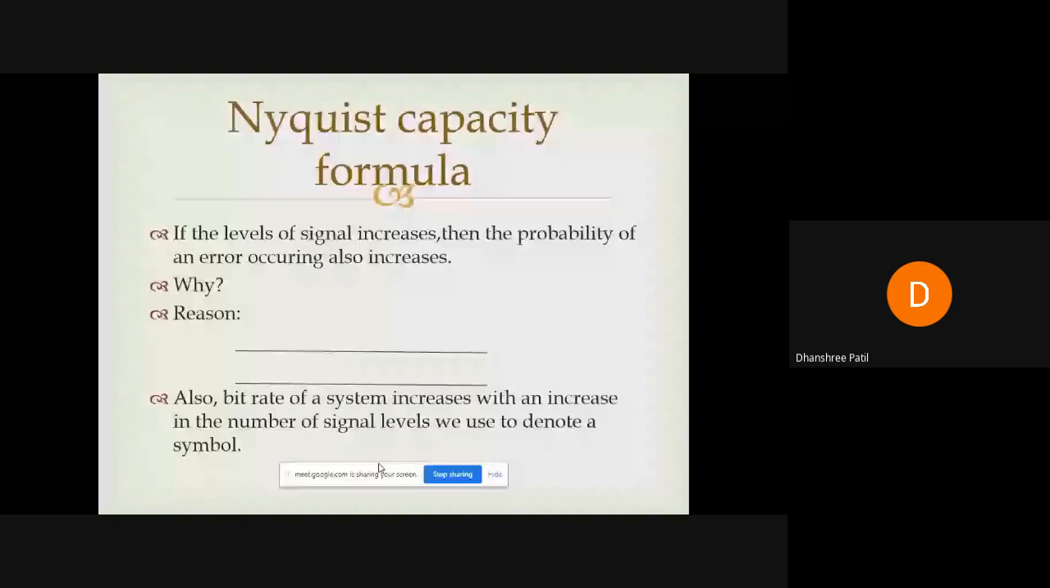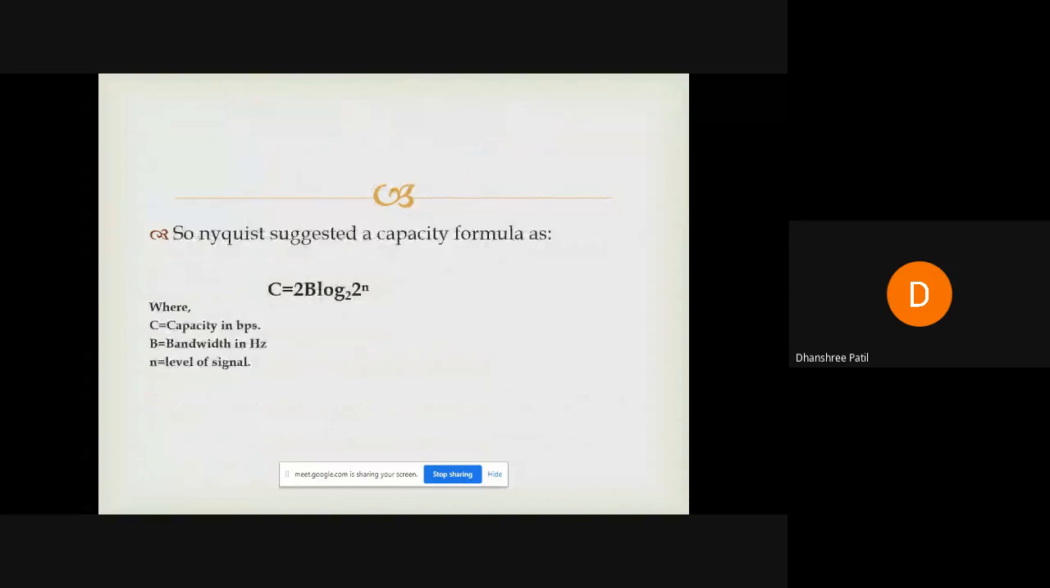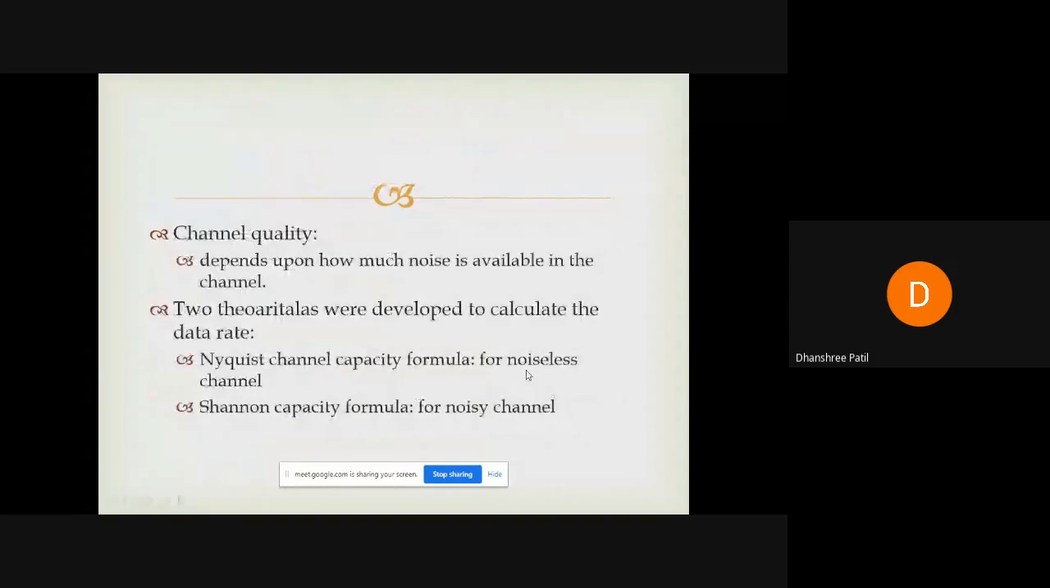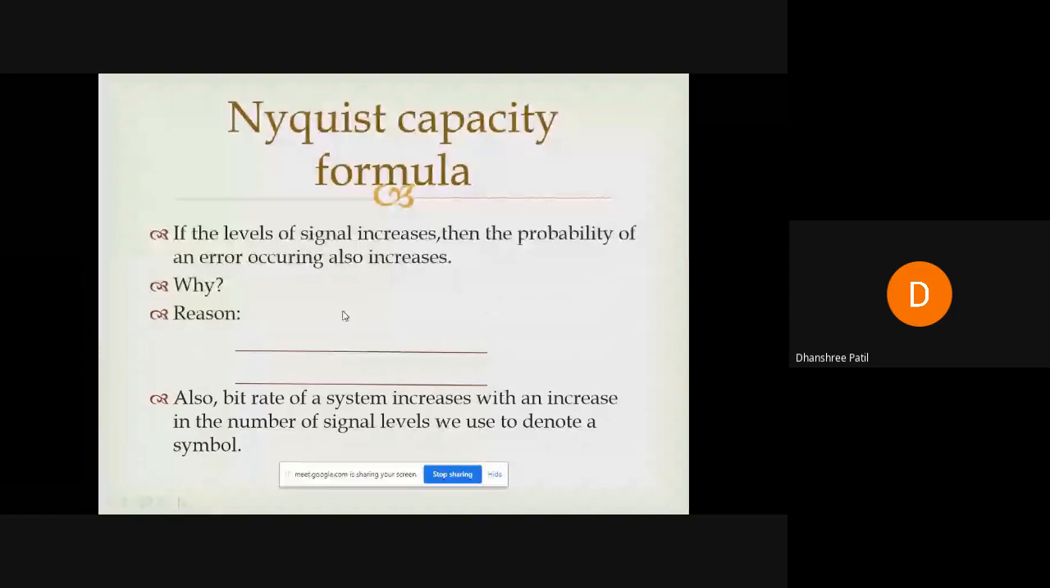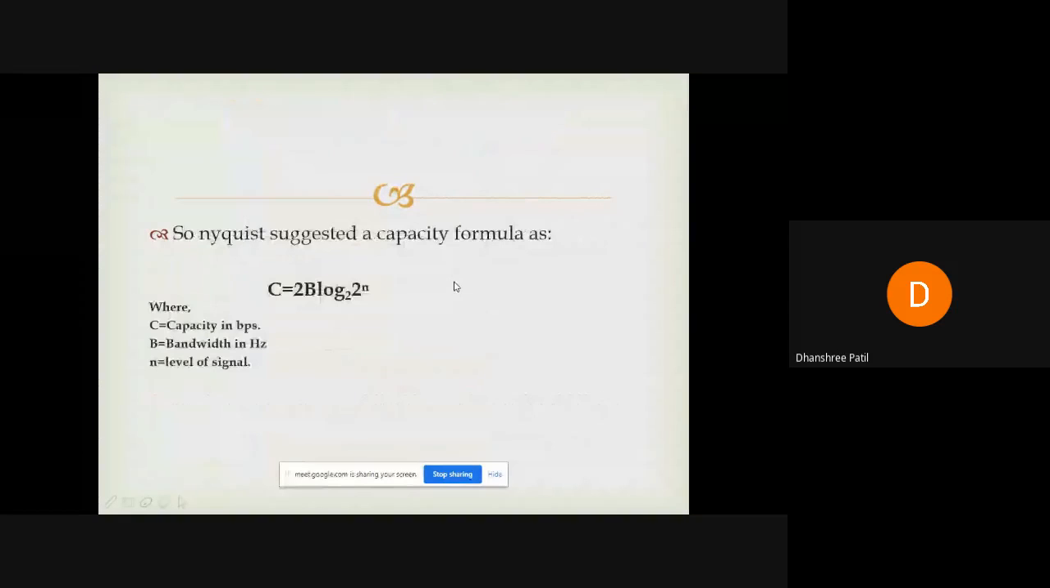Now also bit rate of a system increases with the increase in the number of signal levels we use to denote a symbol. Bit rate means the rate at which bits will go, that will also increase, and because of that again error will occur. So that is the basic assumption or declaration by Nyquist to decide the capacity formula. Now assuming all these conditions, that the channel is noiseless, and also if I increase the signal levels then error will be high, Nyquist has decided the capacity formula as C is equal to 2B log to the base 2 raised to n. This is the formula.